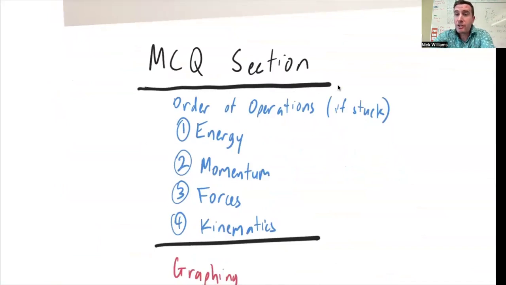So if the question is really obvious that it comes from a certain unit, like if it's about torque, use torque. If it's about fluids, use your fluids equations. However, if you get into a question and you're like, I'm not totally sure how to attack this one, our order of operations, if you get stuck, should be try addressing it with conservation of energy first. The chances are that it's going to be a conservation of energy equation first, because there's more of those questions on the test.